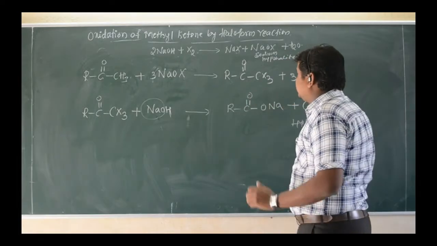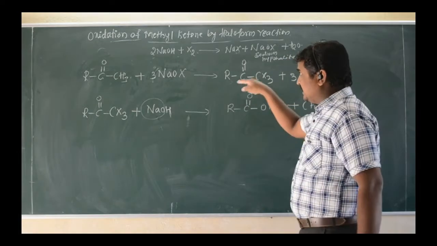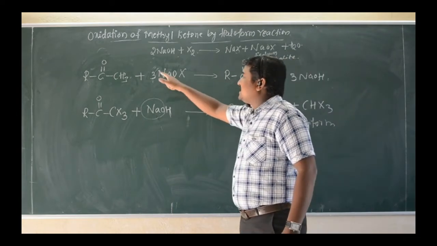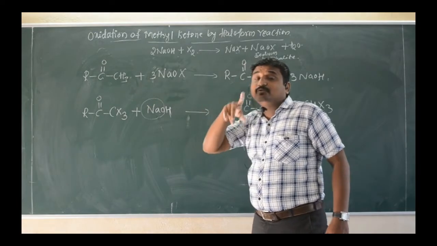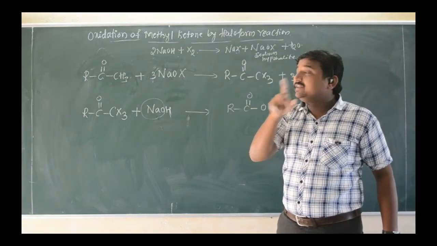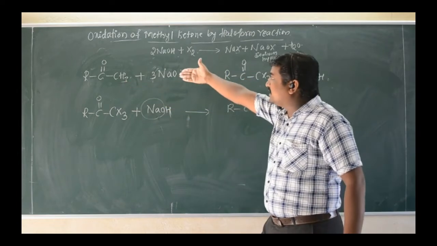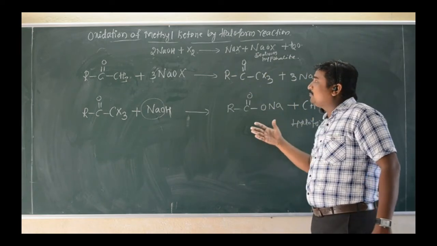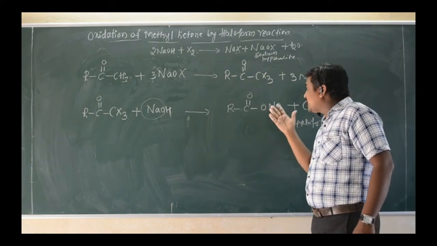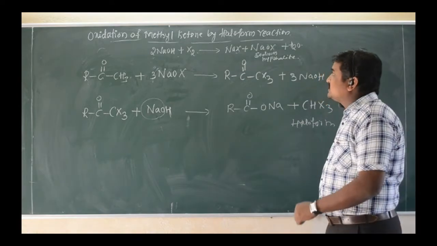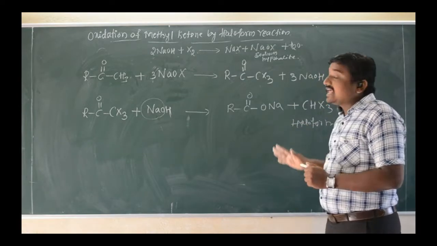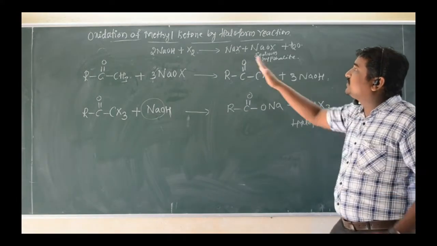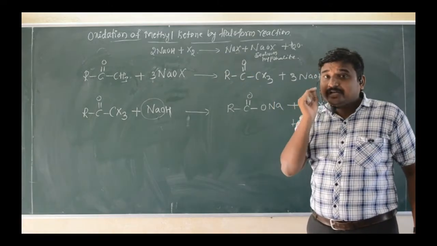Now this is a haloform reaction. Here sodium hypohalite reacts with ketone where the carbonyl carbon is at least attached to one methyl group. So here one methyl group is there, and that will undergo oxidation by sodium hypohalite. There is a formation of sodium salts of carboxylic acid. This reaction is called the haloform reaction. So this is another example for the oxidation of methyl ketone.